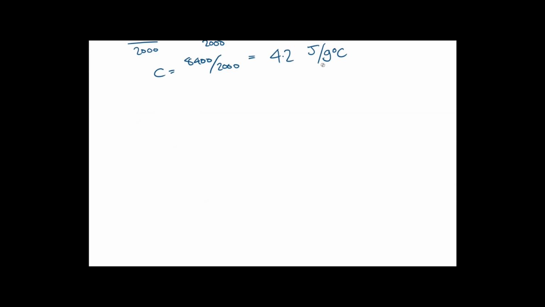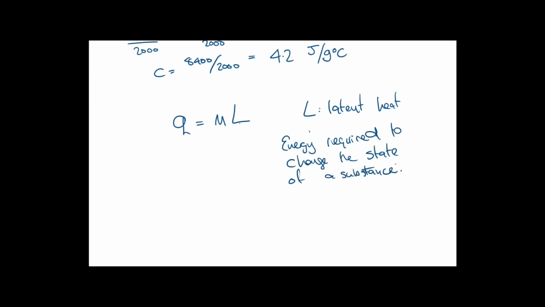Well, let's have a look at another related formula, and this is the formula Q equals mL, where L is the latent heat capacity of a substance. We're going to define this as the energy required to change the state of a substance. Notice something which is missing in this equation is the change in temperature.